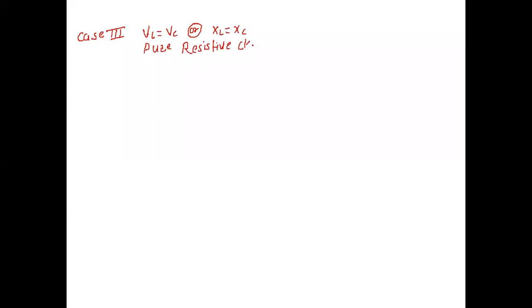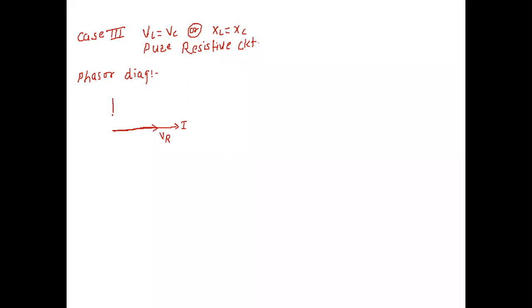How does it act like a pure resistive circuit? Let me try to show it. Let's try to draw the phasor diagram first. As we consider that VL and VC are the same, let me first consider the current phasor. VR is always in phase with the current, so this is VR, and the length of VL and the length of VC remain the same.